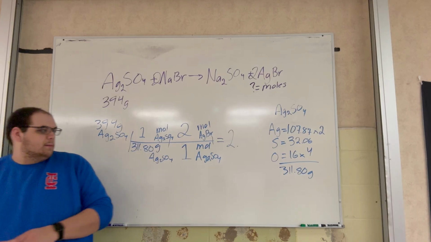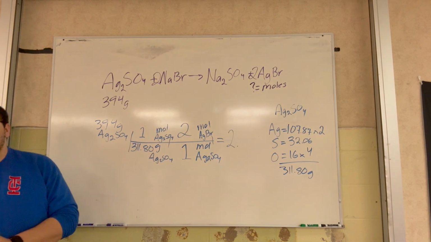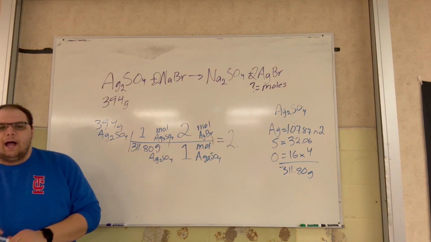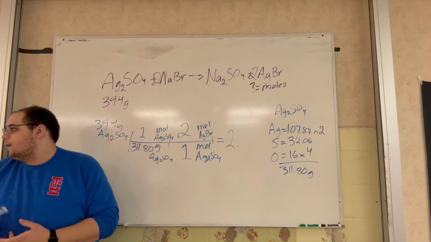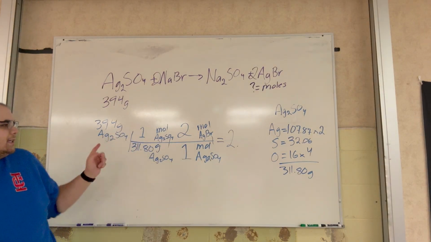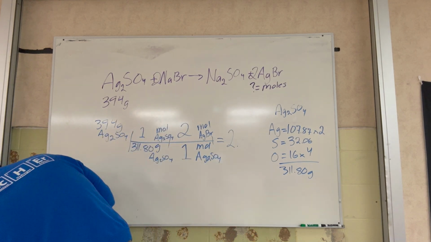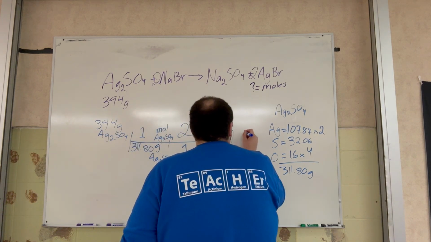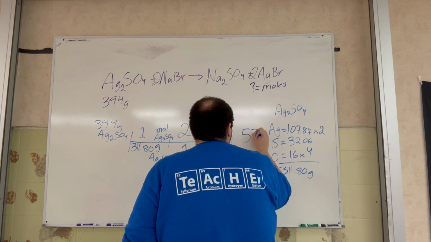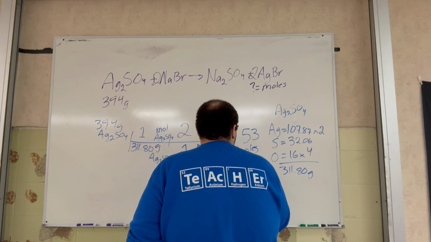Oh, does everybody's number at least start with 2 point something? Hey, but what do I need to do? I need to look for sig figs. How many sig figs is my final answer going to have here? 3, because my given had 3 sig figs. So my final answer should be 2.53 moles of silver bromide.